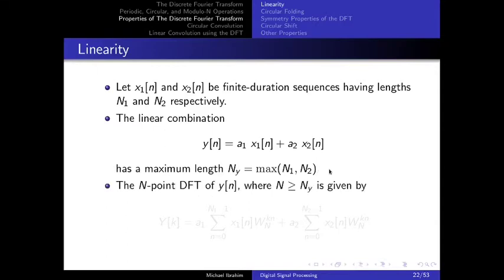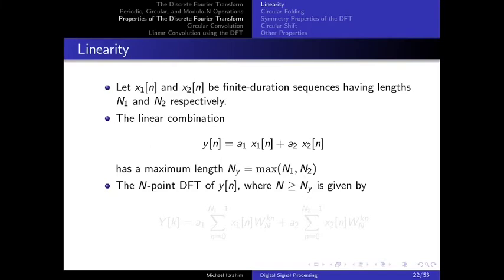And now we can compute the DFT of the sequence y of n, whose length now is the maximum of n1 and n2, which we call ny. So computing the N-point DFT, where N is larger than or equal to ny, at least ny, it can be larger. If it's larger, it means we do zero padding in both sequences.